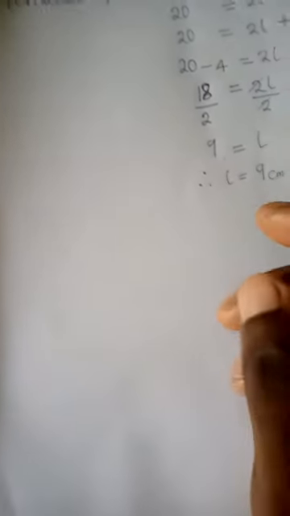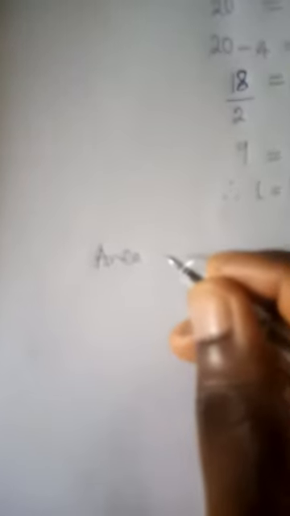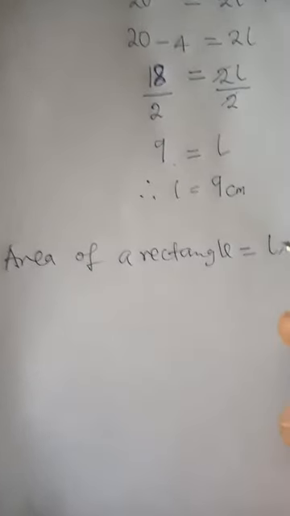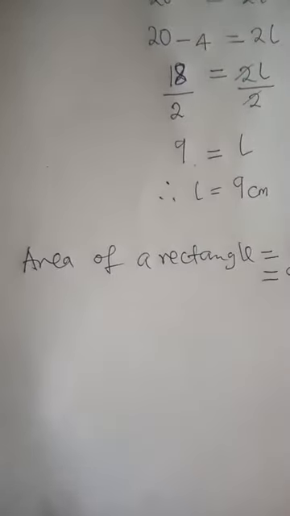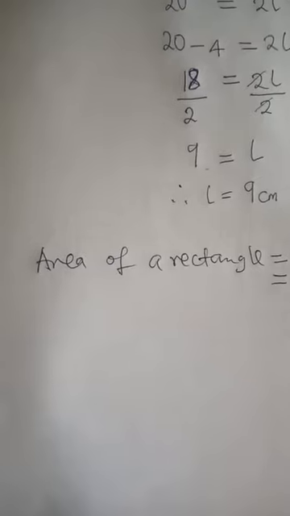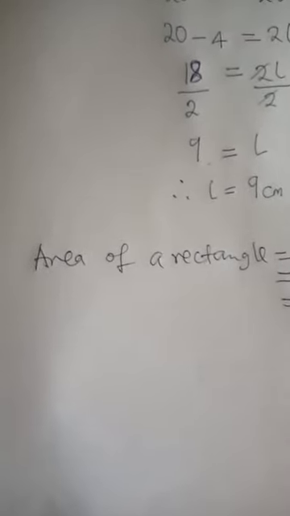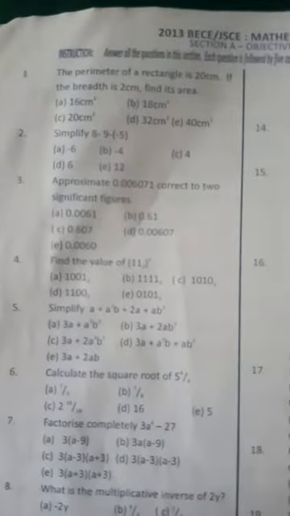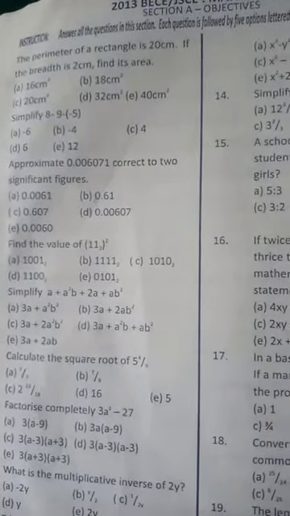Now we have our length and our breadth, so we can go ahead and answer the question, which says we should find its area. We know that the area of a rectangle is equal to length times breadth. Now that the length is 9 and the breadth is 2 centimeters, multiplying gives 18 centimeters. Remember, it's area, so we square the centimeter: 18 centimeters squared. If you check our options, the correct option there is B.